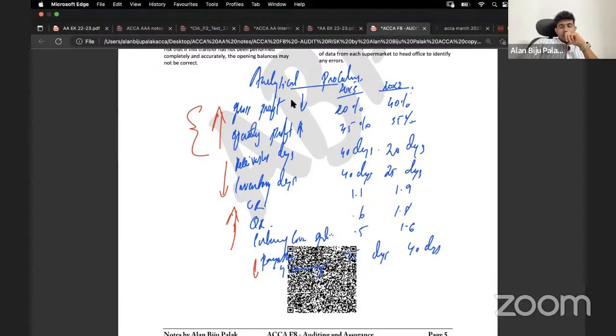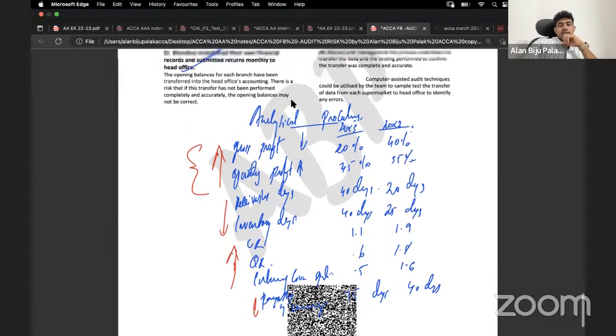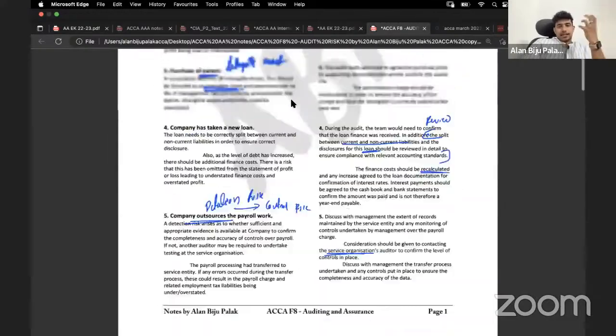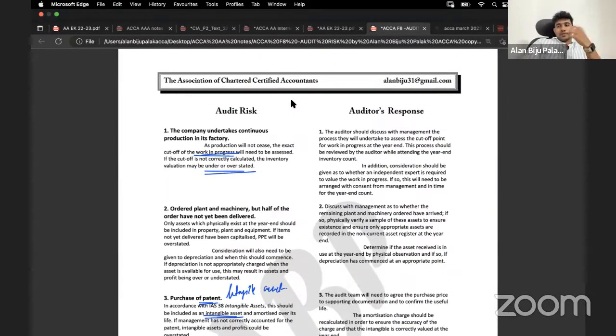Yes, sir. Okay. So we will just do one thing. This is what we need to understand as the basis for audit risk as well as the response part. So we will quickly start with a very new question from the area of audit risk.